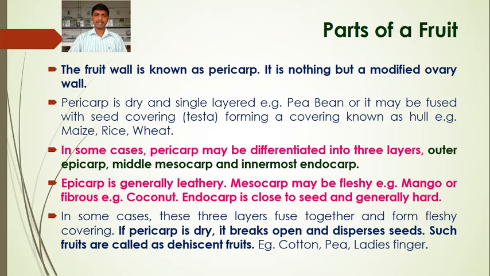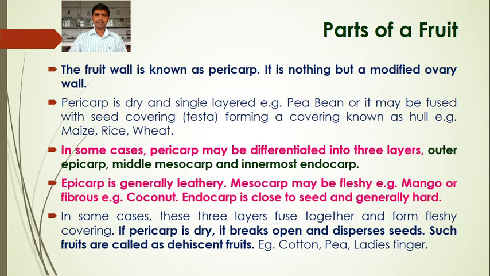If pericarp is dry, it breaks open and disperses seeds. Such fruits are called dehiscent fruits. So this is one of the types of fruit. So the two types that we saw in the previous slides are true fruits and false fruits. When the fruit has developed from the ovary alone, such fruits are called true fruits. Or when other floral parts are involved in the formation of fruit, such fruits are false fruits.